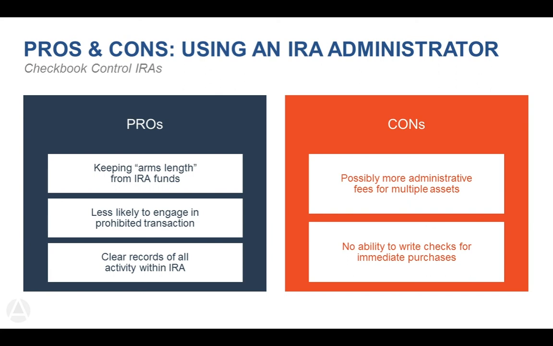Some of the cons of doing this, you might have some more fees for multiple assets. Now, just for having one asset, if you have a bunch of expenses and income coming in, it's not going to increase your fee basis at all. And you also don't have any ability to write checks for immediate purchases. So things like tax deed sales and auctions are where the checkbook control functionality really shines.